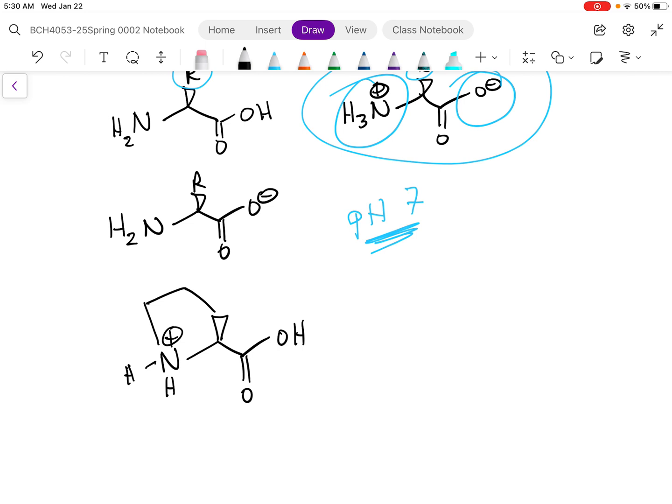And why is that the case? Well, because this nitrogen right here is a secondary amine, whereas everything else is a primary amine. So that's the slight difference with proline.